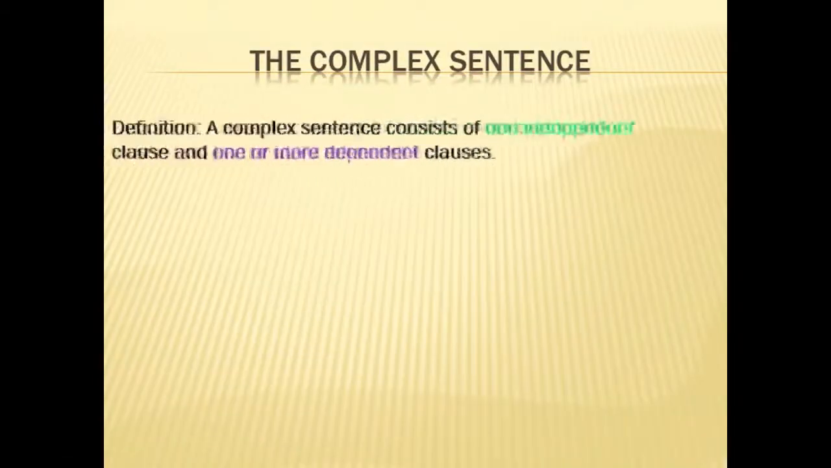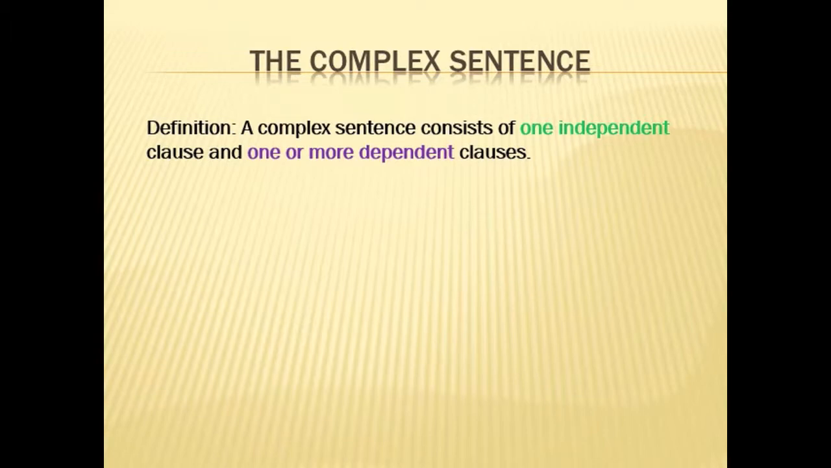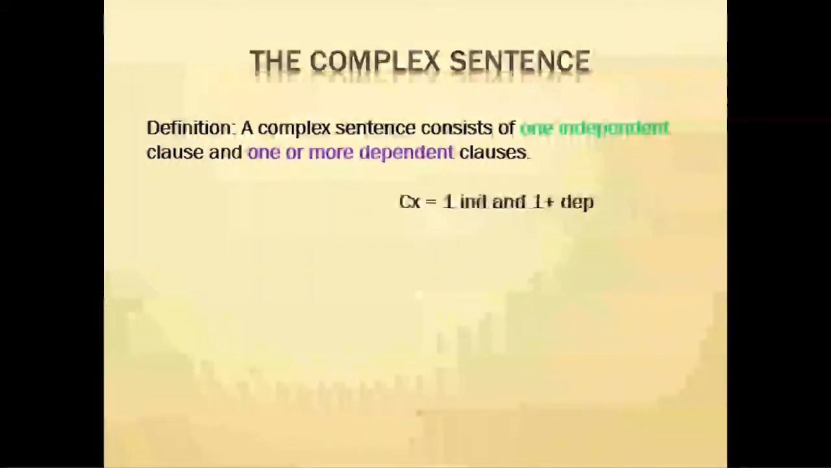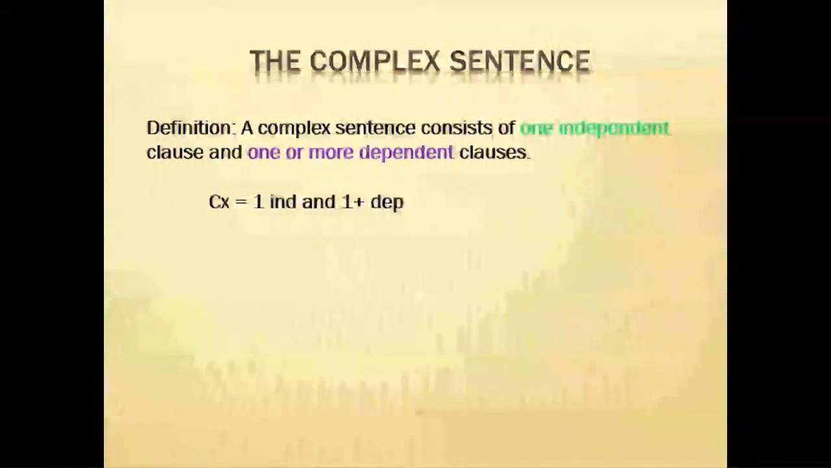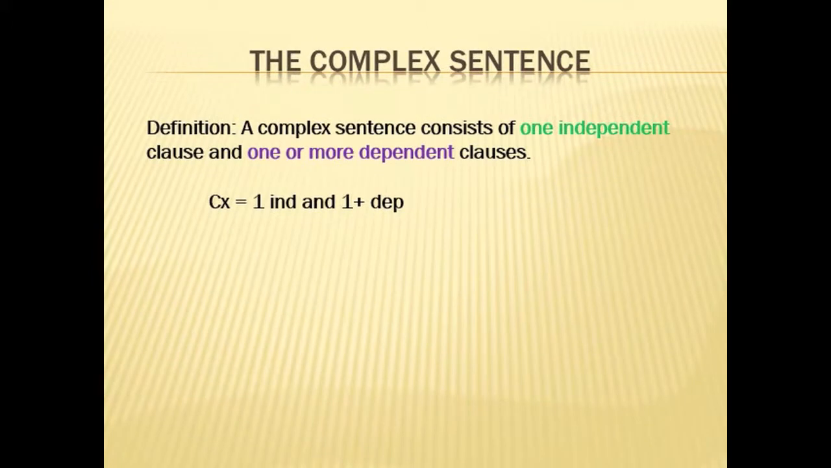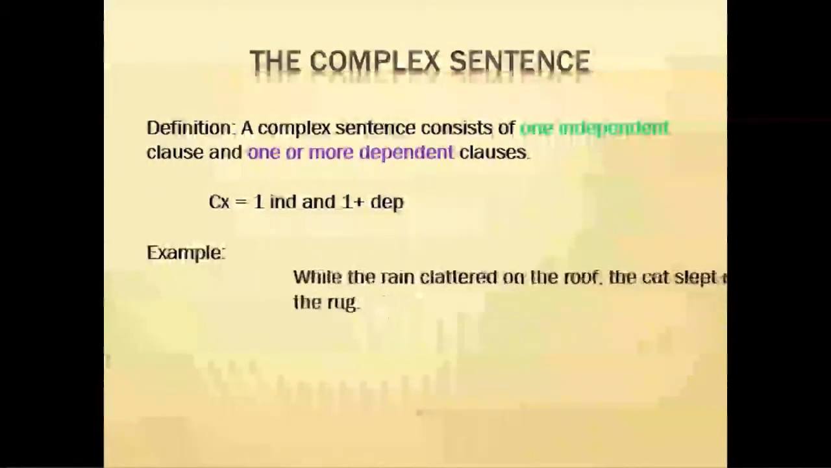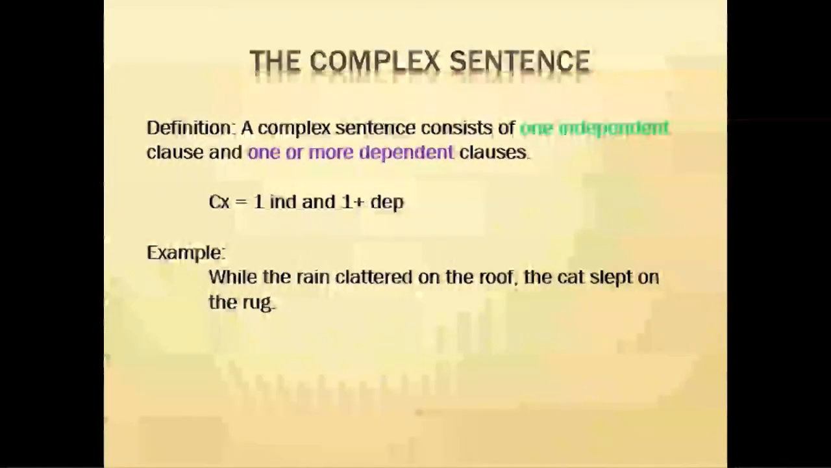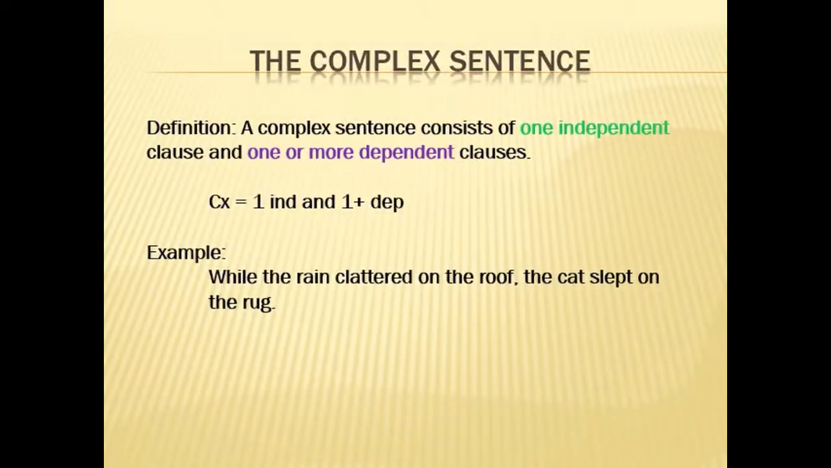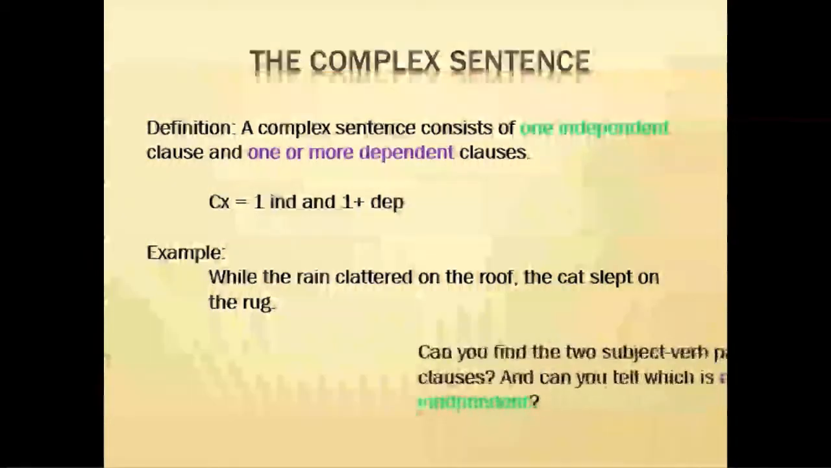First, the complex sentence. A complex sentence consists of one independent clause and one or more dependent clauses. This can be put in a mathematical formula style: complex equals one independent plus one or more dependent clauses. For example, while the rain clattered on the roof, the cat slept on the rug.